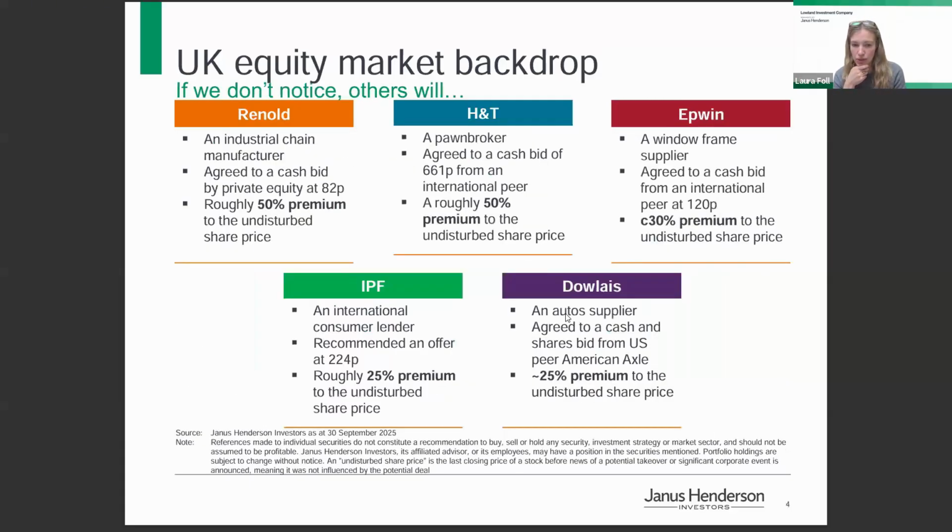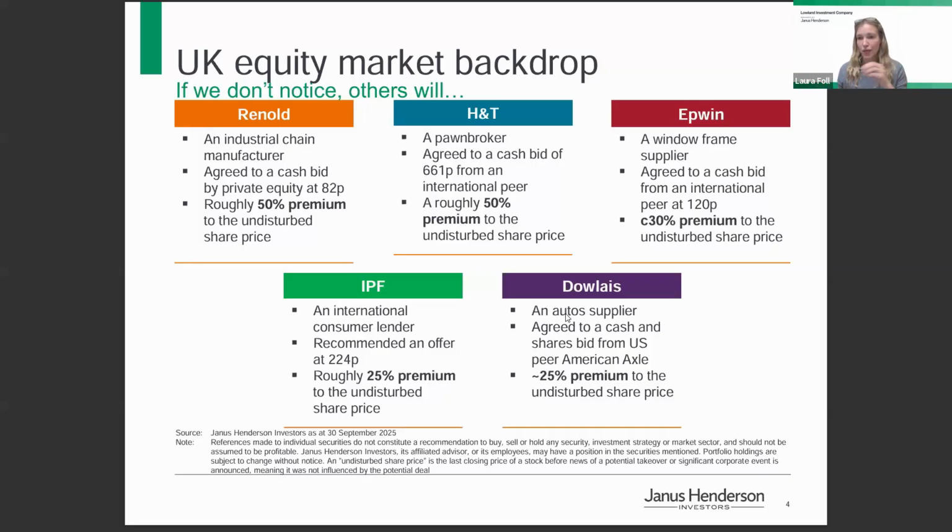If we flick on one more slide, this is why they're responding, because they feel vulnerable to being taken over. And these are the 5 takeovers that we've seen in Lowland in the financial year that just finished. Our financial year is to the end of September. You can see that in all cases, the premium of the takeover to the undisturbed share price was at least 25%, in some cases materially more, 50% in the case of Reynolds and H&T. And in all cases, it's a mixture. Some of it's private equity, some of it's overseas buyers, but in all cases, there is a decent premium.